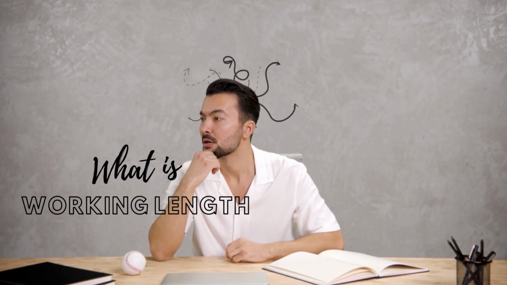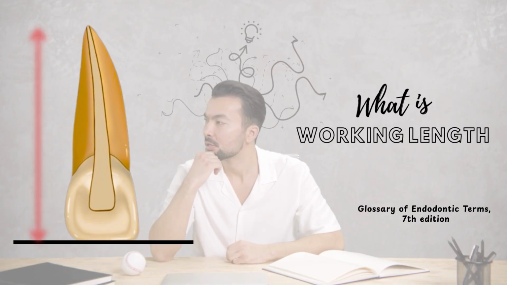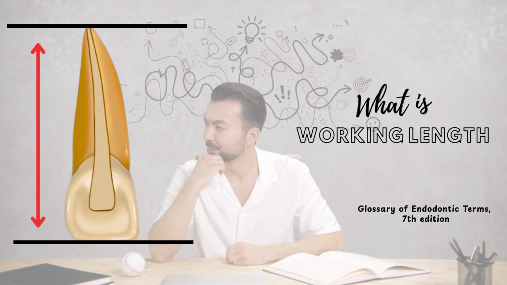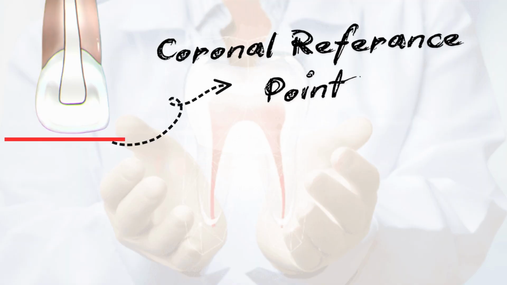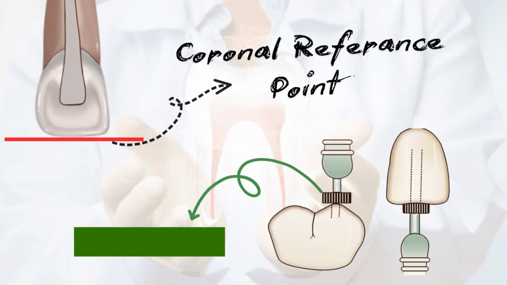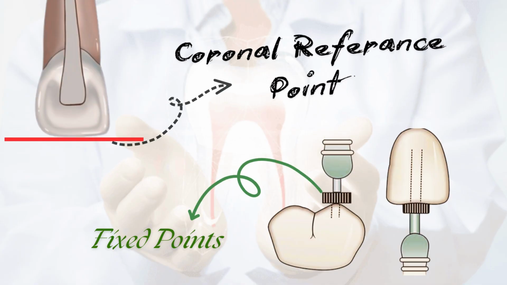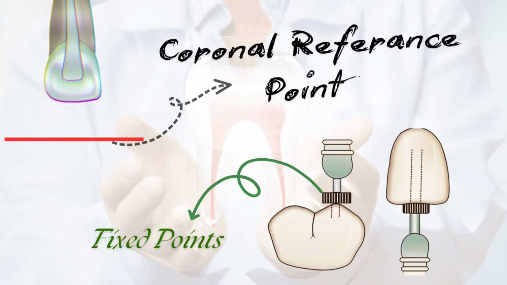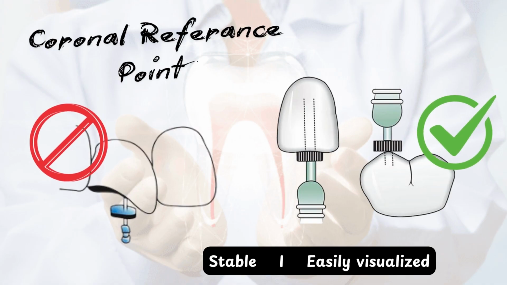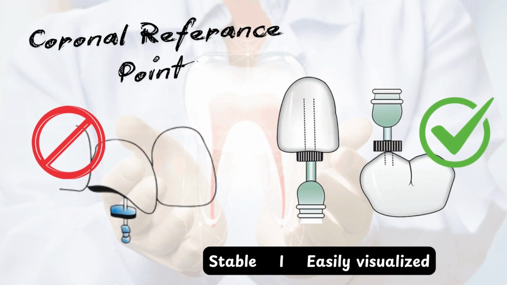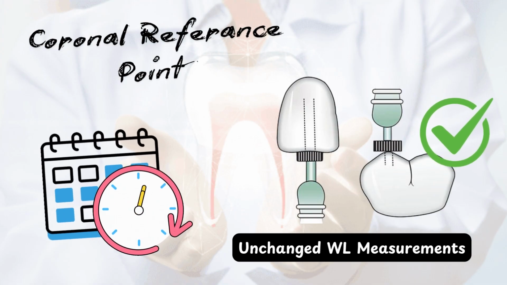What exactly is a working length? It's the distance from the coronal reference point to the point at which the canal preparation and the obturation should terminate. These coronal reference points are fixed points on the occlusal or the incisal surface from which the measurements are made. Think of it as your starting line, which is a stable, easily visible spot on the tooth that remains unchanged during or between the appointments.